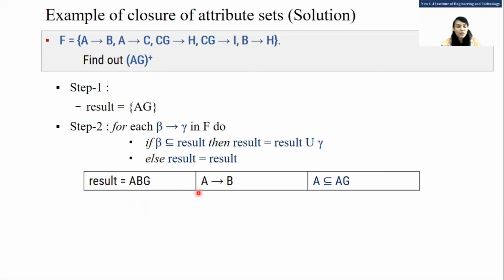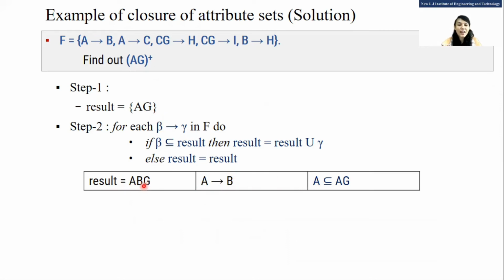Here first we have A determines B. So we have to find the AG closure. In that case, we have to check how many attributes we can get using A, how many attributes we can get using just G, and how many attributes we can get with AG combined. So with just A, let's check the functional dependencies. They are directly given with A. So A determines B. So we can say that with AG we can determine B.